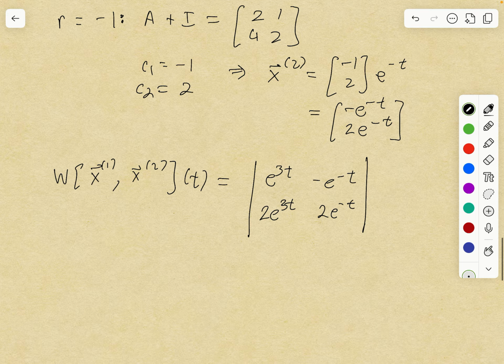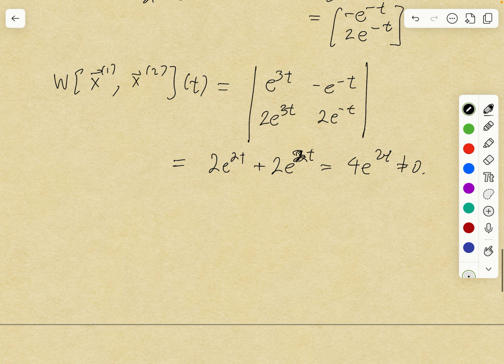And when you calculate the determinant, you get 2e to the 2t minus minus, right? So it's plus 2e to the 2t. So you get 4e to the 2t, which is non-zero. And so we see that these are independent solutions, and so we get the general solution.